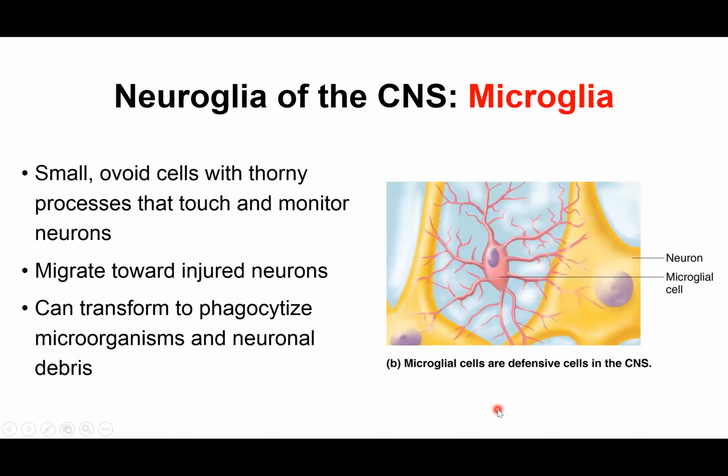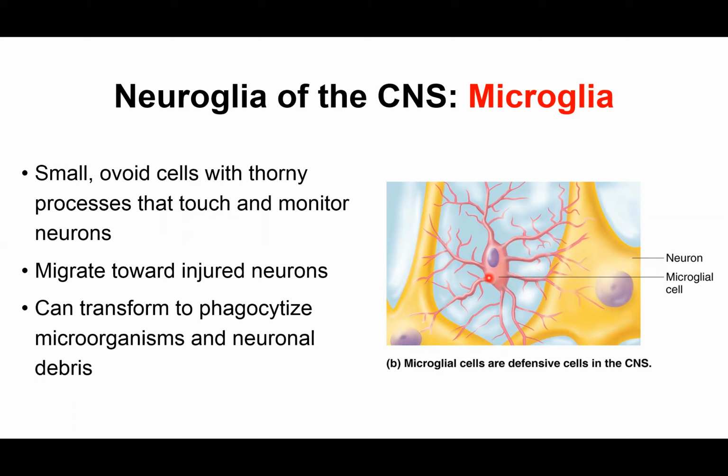The second type here are the microglia. These ones again are located in the central nervous system, and they are these small little ovoid cells with these little thorny processes coming off of them. What these do, they touch and they monitor neurons. And they also tend to migrate towards injured neurons. So if you have an injured neuron, these microglial cells can actually transform themselves to phagocytose any microorganisms or neuronal debris that's present.